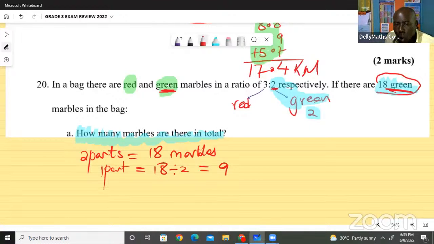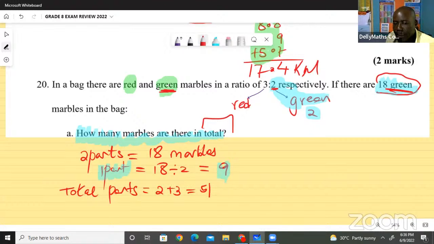Now, if you want to work out the total marbles, and I know that 1 part is 9, then I probably want to find out the total parts. It is 2 plus 3, which gives us a total of 5 parts. How did I get the 2 and the 3? They told us from the beginning, right here, that we're dealing with 3 to 2. That means it's 5 pieces.